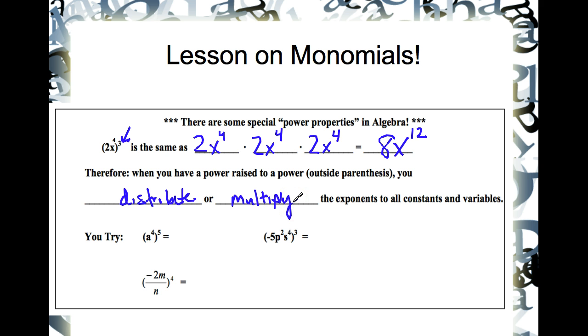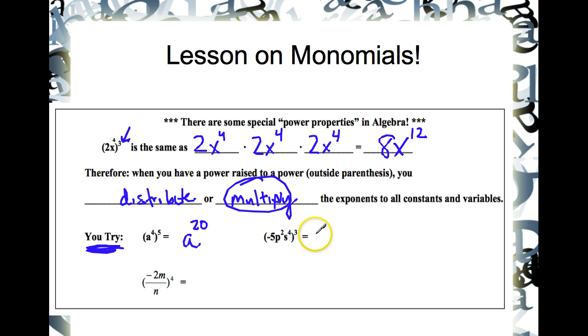Okay? We will take a look at these. You can pause and try them on your own, or we can try them together. Note you have a to the fourth, that's on the inside, 5 is on the outside. When you have this situation, you multiply. So now we have a, 4 on the inside, 5 on the outside, 4 times 5 is a to the 20th.